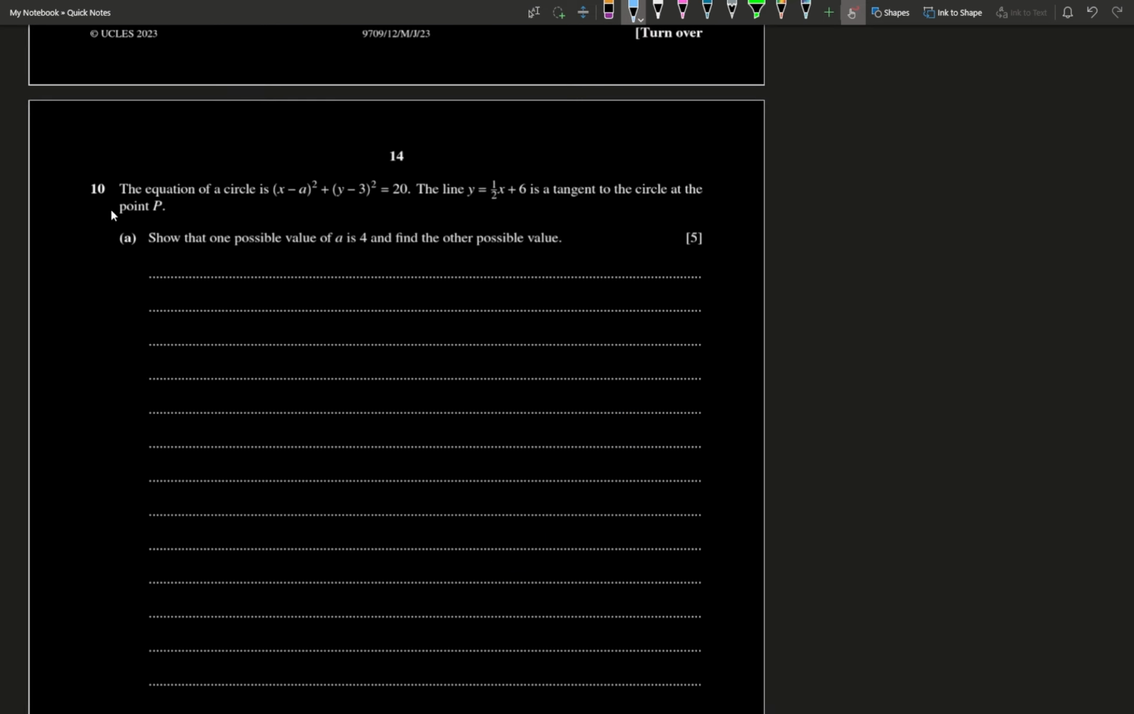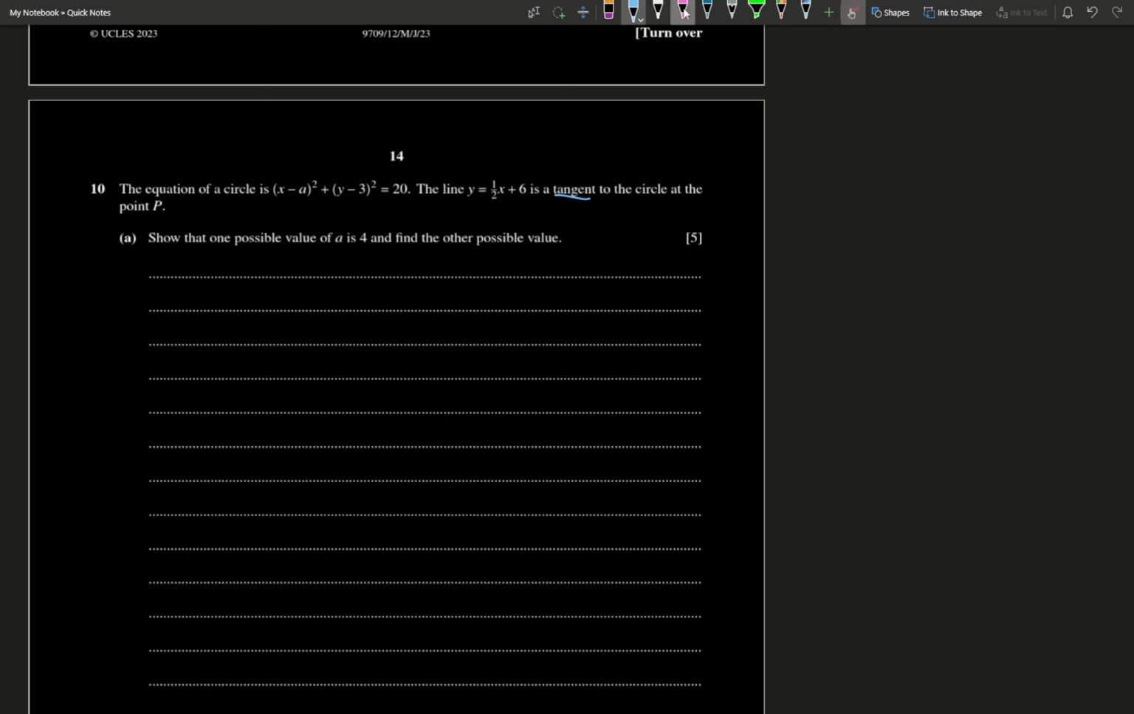Okay, the equation for question number 10. The equation of a circle is x minus a squared plus y minus 3 squared equal to 20, and the line y is equal to x over 2 plus 6 is a tangent, meaning that it only touches the circle at the point B. For part A, it says show that one possible value of A is 4 and find the other possible value for A.